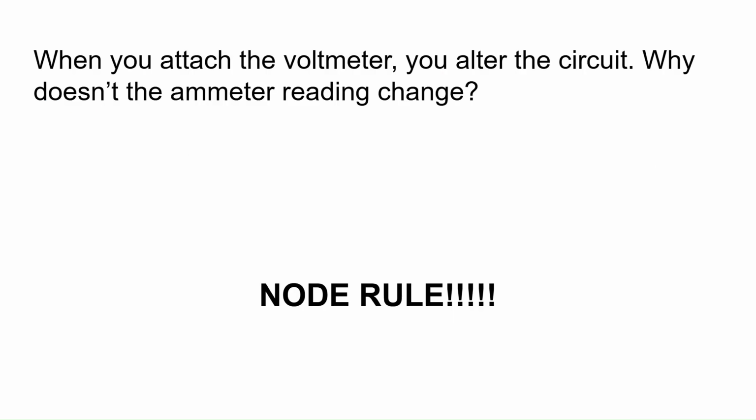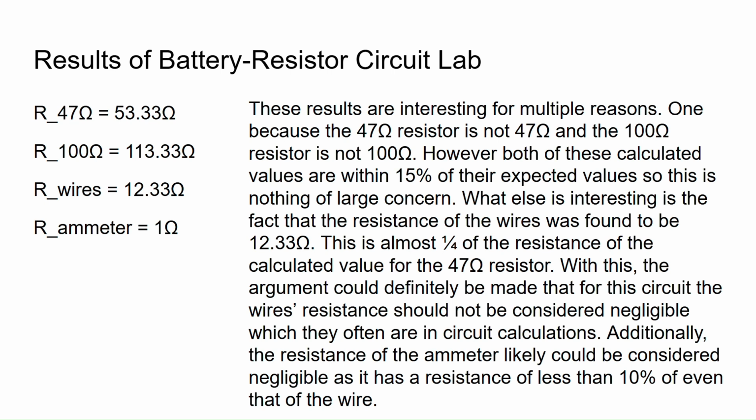And in doing that, Kirchhoff's loop equation will not be fully satisfied, and the total voltage will never go to zero. When you attach the voltmeter, you alter the circuit. Why doesn't the ammeter reading change? This is because of the node rule, as the voltmeter was connected in series. Results of the battery resistor circuit lab.